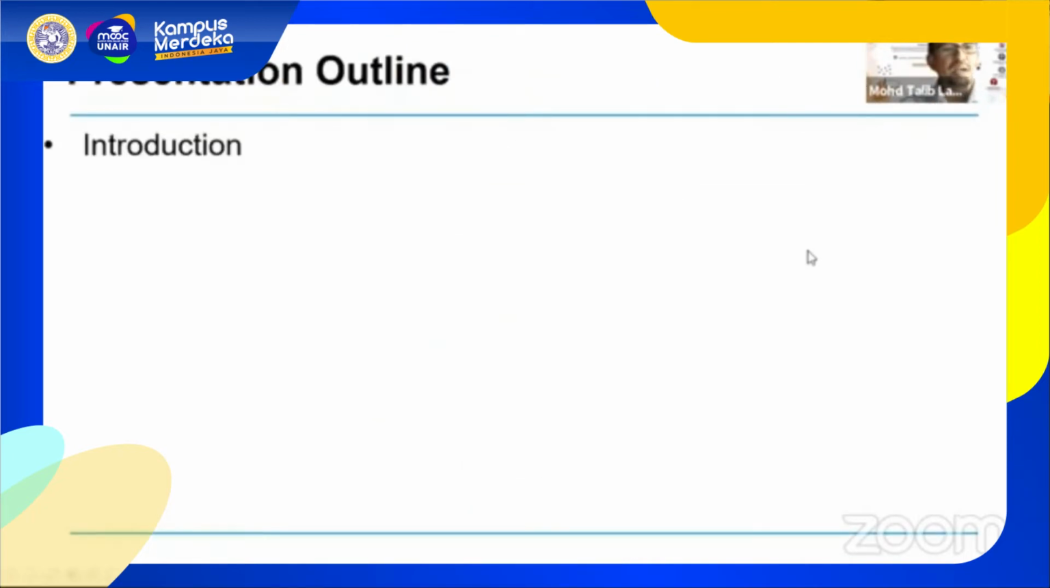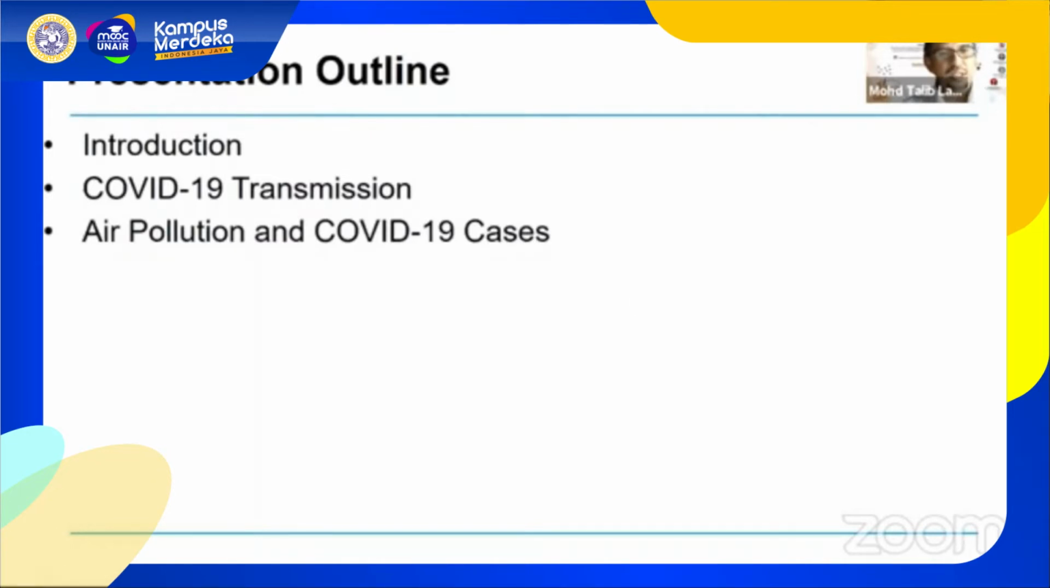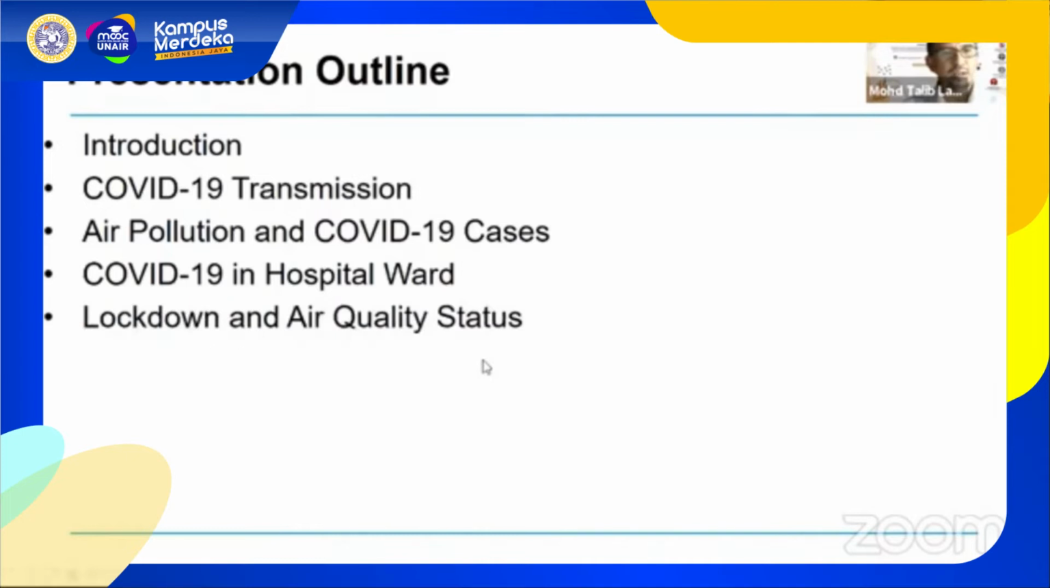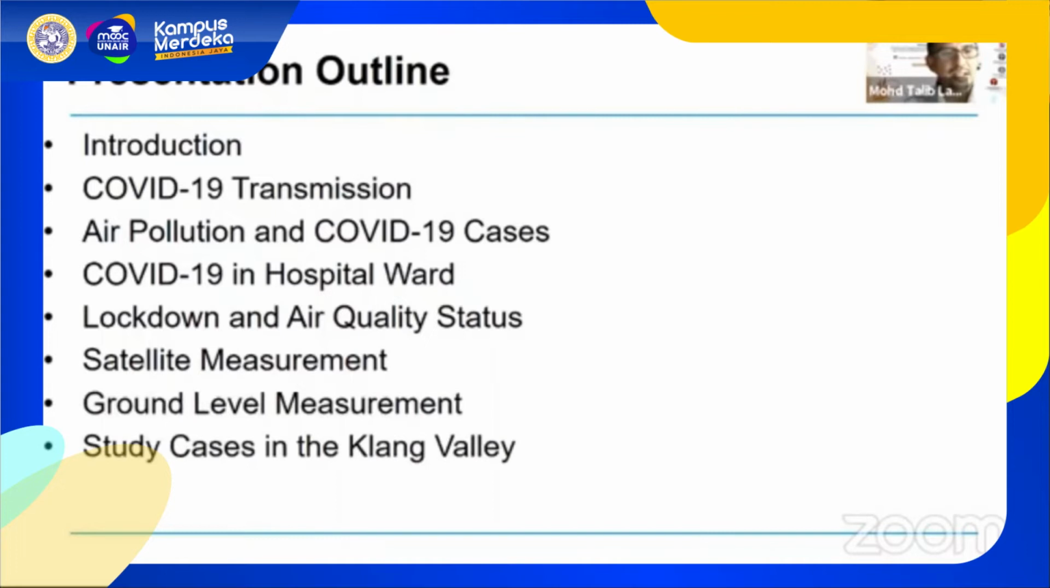This is the outline of my presentation. I will give a little bit of introduction, information on COVID-19 transmission, pollution and COVID-19 cases, COVID-19 in hospital wards conducted by our group members in UKM, lockdown and air quality status in Malaysia, particularly using satellite measurement and ground level measurement, as well as our case study in the Klang Valley, Malaysia, and conclusions.